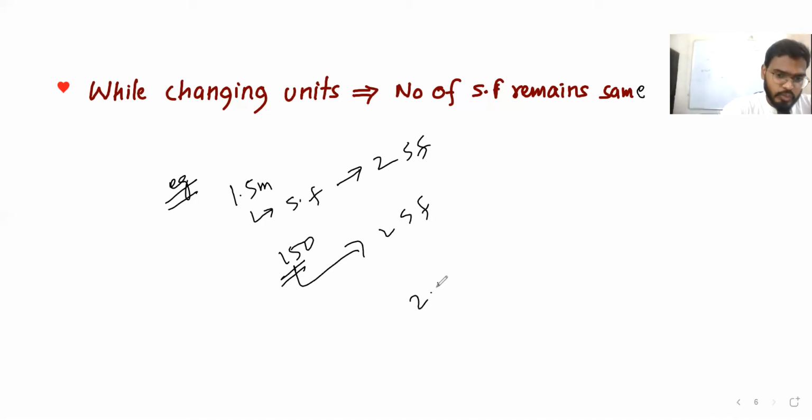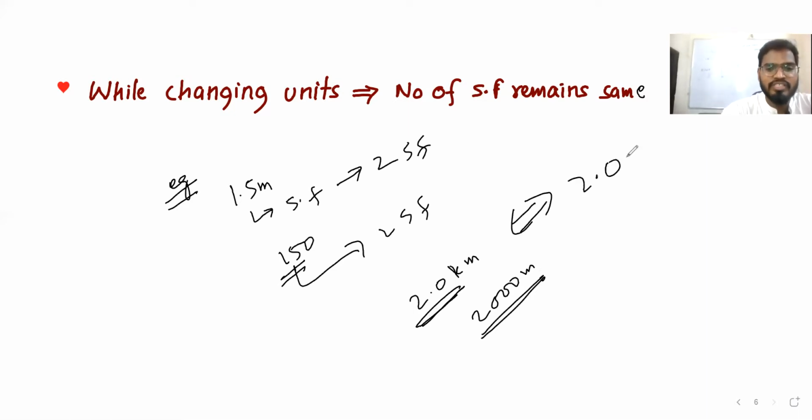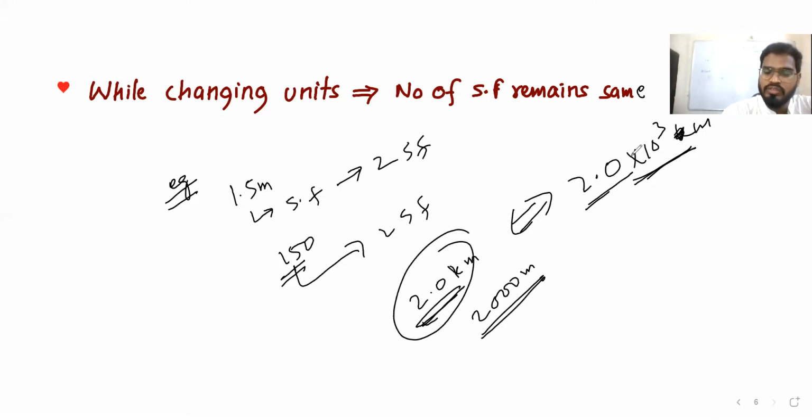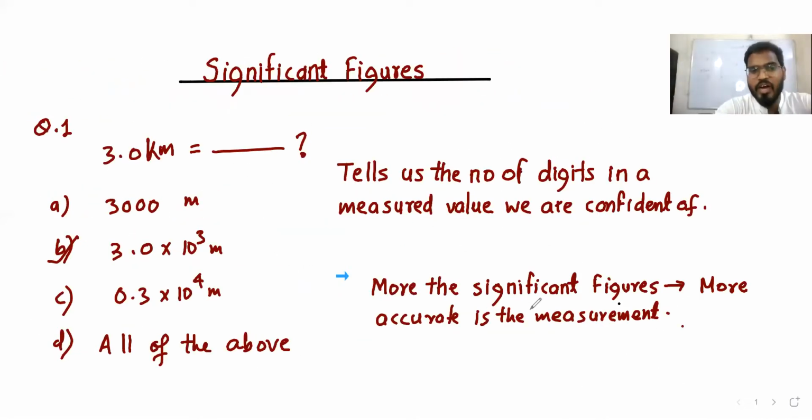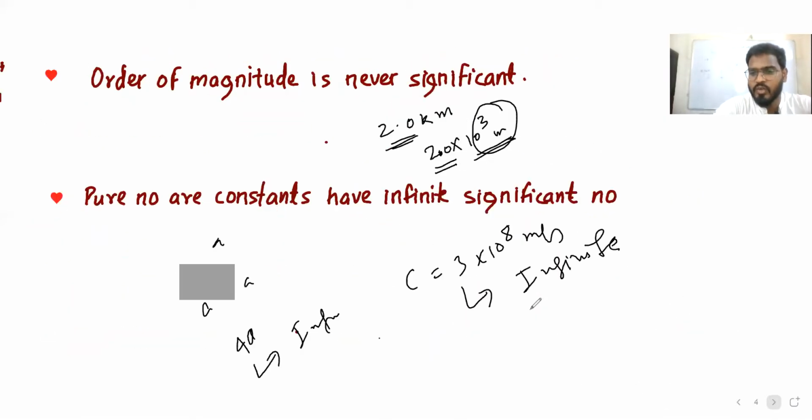2.0 kilometer. If you write 200 meter, now what are the significant digits? Here it is 2, here it is 1. You cannot consider this. So if you do it this way, 2.0 into 10 to the power of 3 meter. As you know, the power of constants we will not consider. 2.0 is 2, here also 2. Same. This is not same. So now if you come to the first question, you are able to give the answer to this. Hope you guys got it.